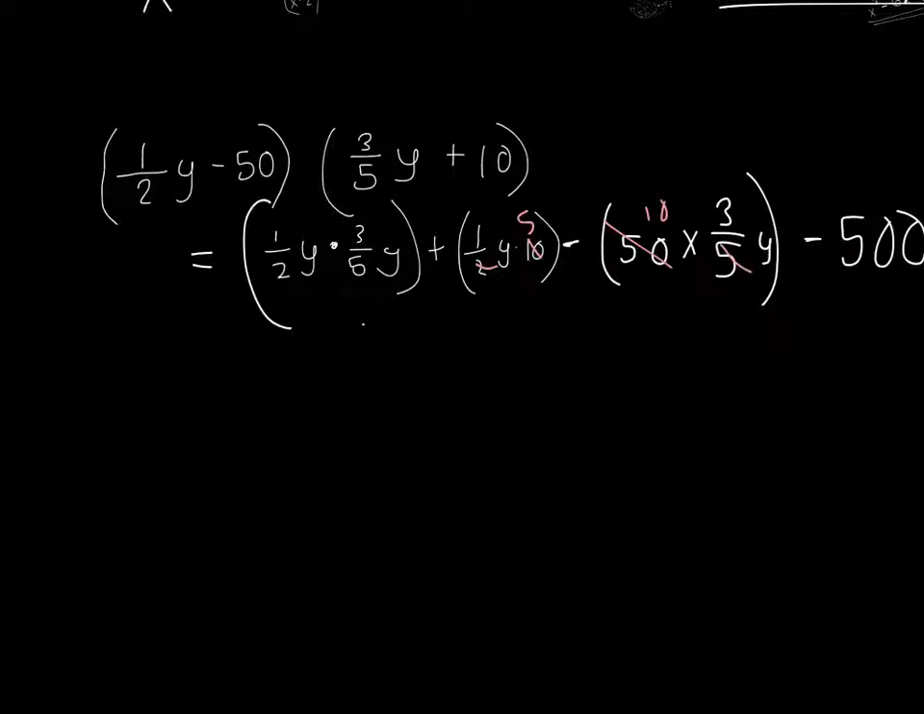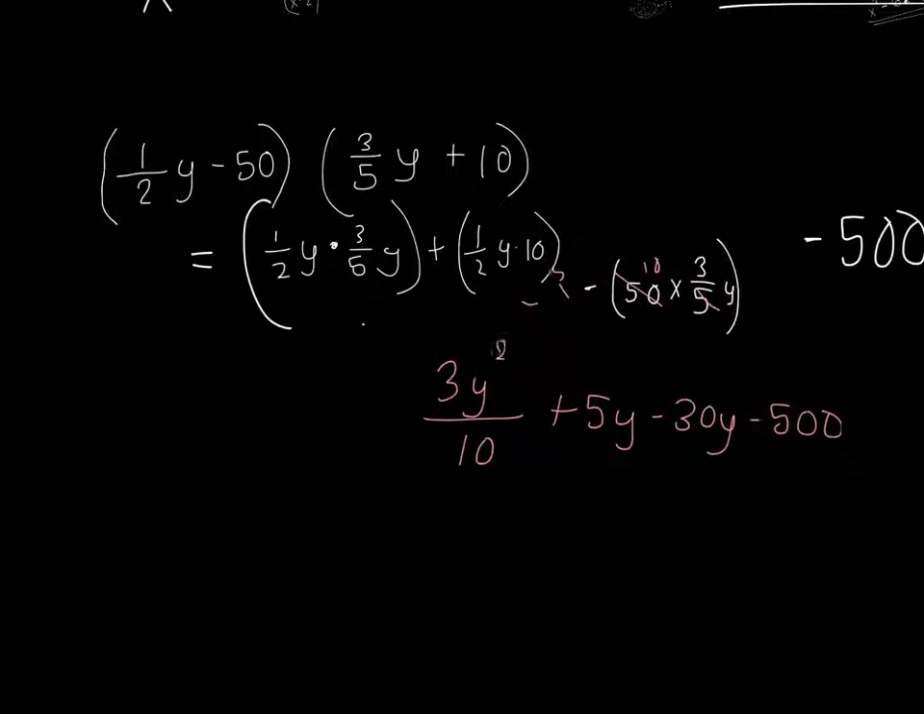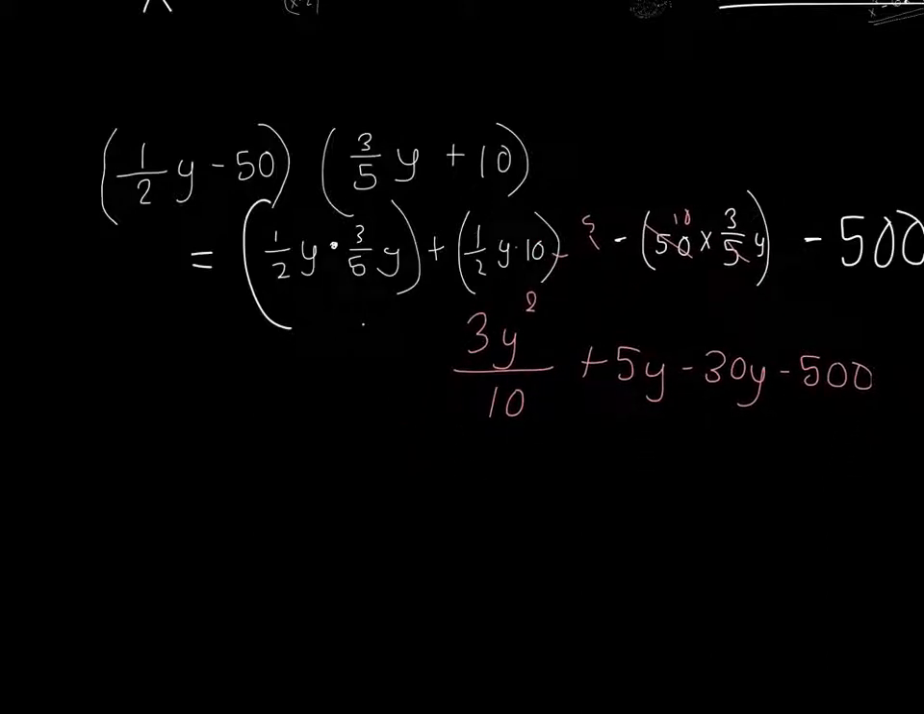So now we can write the almost answer, basically. 3y squared by 10 plus 5y minus 30y minus 500. Since 500, we haven't found a solution to it yet, since nothing else goes into it. Then, let me shrink this, since we will need a lot of space. And then after that, let me switch back to white.